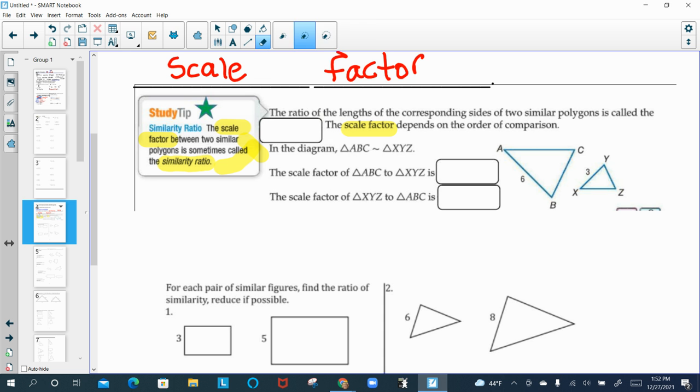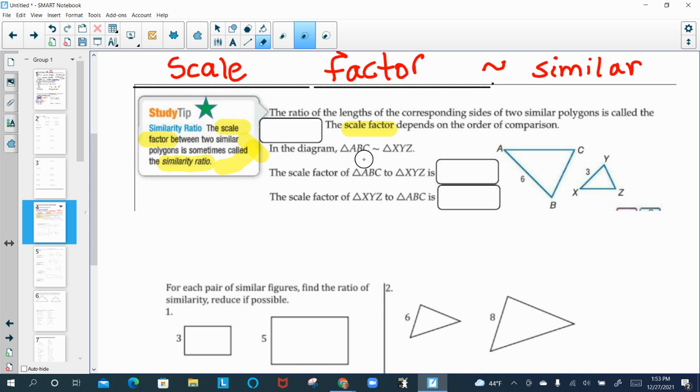Okay. So in this diagram, it says triangle ABC, and you see a little squiggly line and triangle XYZ. What this squiggly line means is that the triangles are similar. They're not congruent. Congruent looks like this, where you have the squiggly and the equal sign. So the squiggly really refers to the fact that they're the same shape, and the equal sign refers to the fact that they're the same size. But that's not what we're doing here. We're just doing same shape.